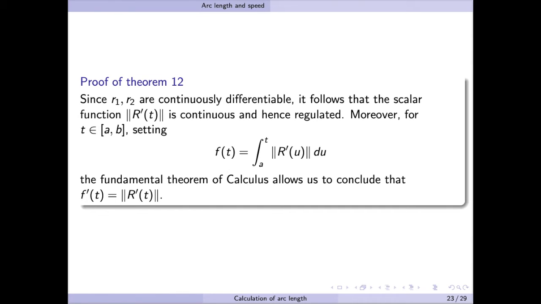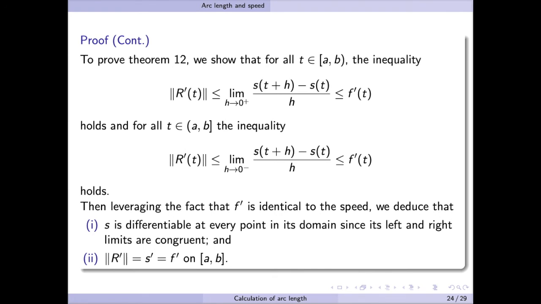F can be thought of as a function that provides us with the area under the curve represented by the norm of R prime of u between the bounds a and t. Continuing with our proof, now we show that for all t in the half open interval ab, not including b, the inequality, the norm of R prime of t is less than or equal to the right limit as h approaches 0 of the quantity s of t plus h minus s of t all over h, which is the differential quotient of s evaluated at t. And this in turn is less than or equal to f prime of t.